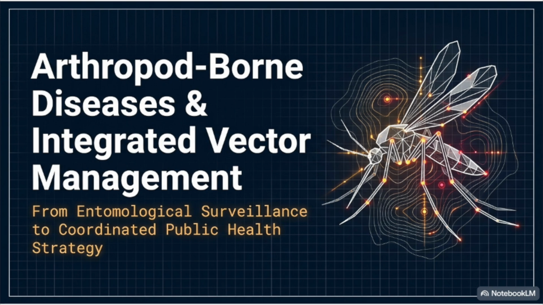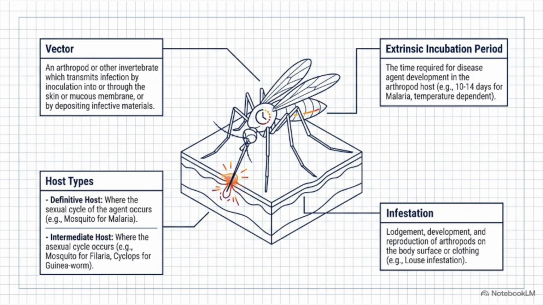Hello everyone. Today we are exploring a topic that touches nearly every household in tropical and subtropical regions: arthropod-borne diseases and how public health systems fight back through integrated vector management, moving from entomological surveillance all the way to a coordinated public health strategy. Let us start with the basics. What exactly is a vector?